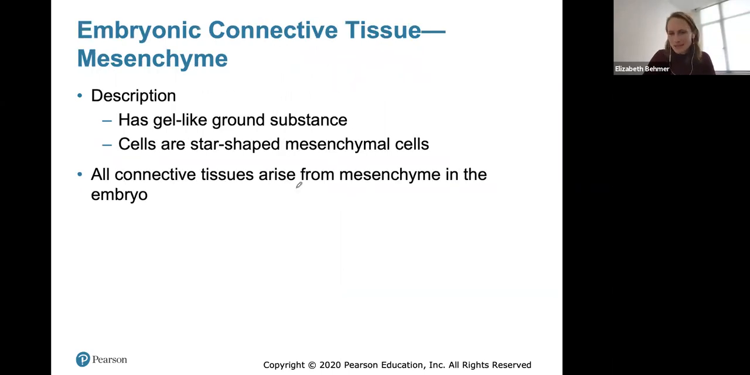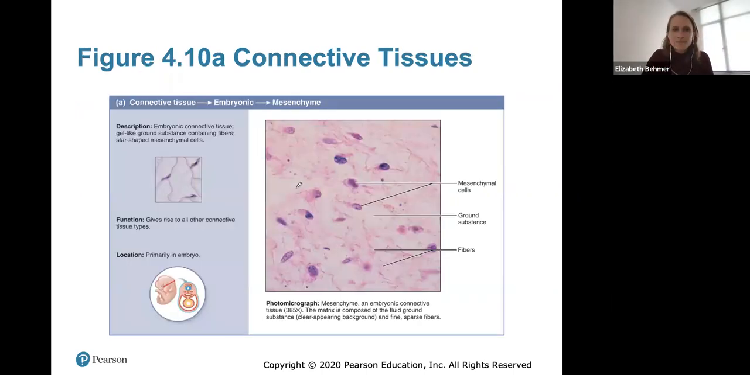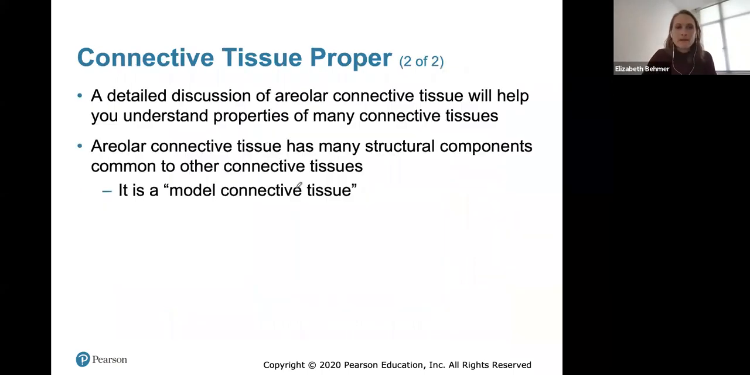Embryonic connective tissue is mesenchyme, and this just talks about how all connective tissues will get their start from mesenchyme in the embryo, and then it will go on and differentiate into all the other types of connective tissue. So this is embryonic connective tissue, and this is what mesenchyme looks like and how it will give rise to all other connective tissue types.